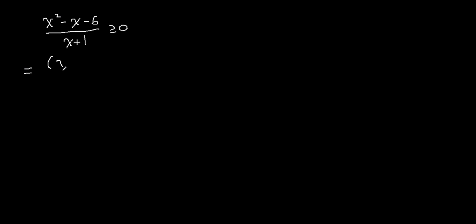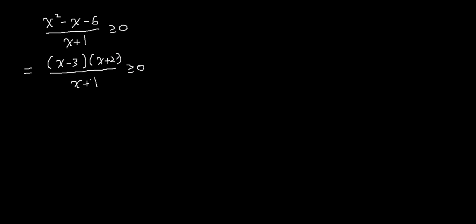So if you factor this, you get x minus 3 times x plus 2. If you don't know how I got that, you might want to go look it up, because it's going to be pretty hard in calculus and pre-calc 12 not knowing how to factor. So x minus 3 times x plus 2 over x plus 1 is greater than or equal to 0.